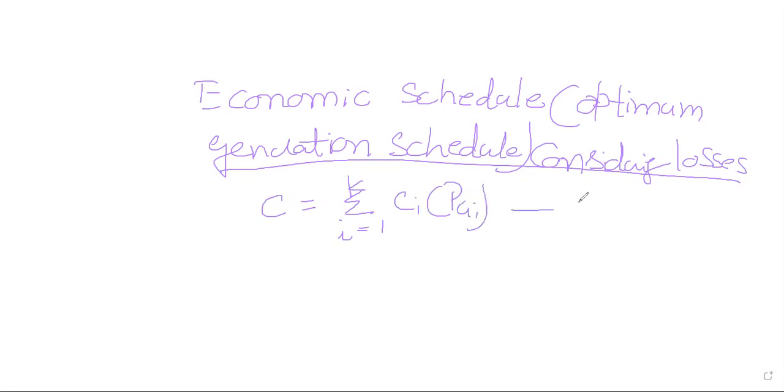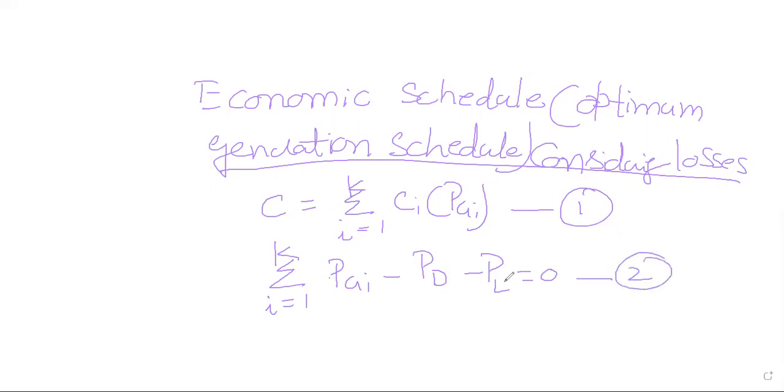What is the objective? To reduce the cost of generation at any time under an equality constraint. What is the equality constraint? It is nothing but the power balance equation. That means sum of Pgi minus PD minus PL equal to 0. So this is called the equality constraint or power balance equation. Here the objective is to minimize the cost with the equality constraint that generation should be equal to demand plus losses.